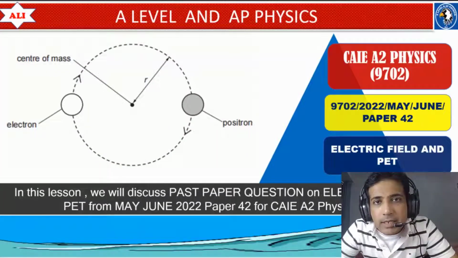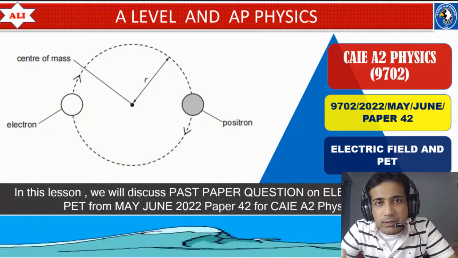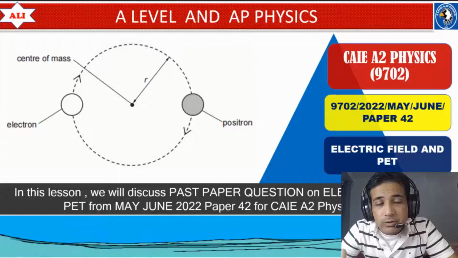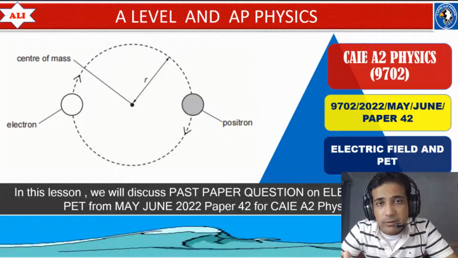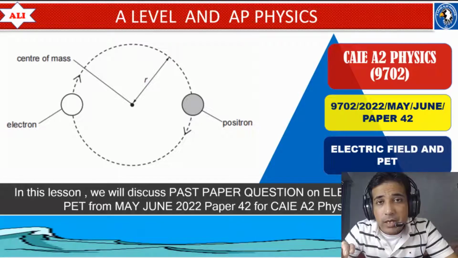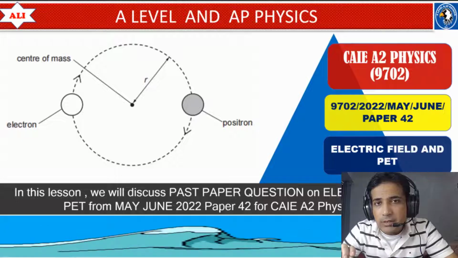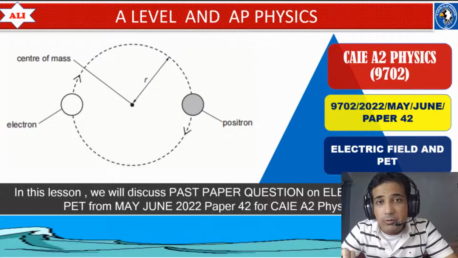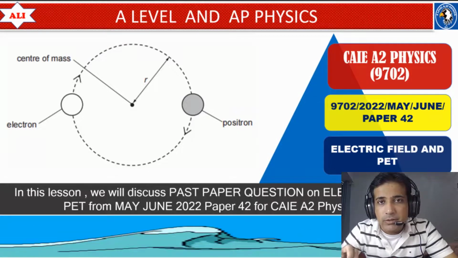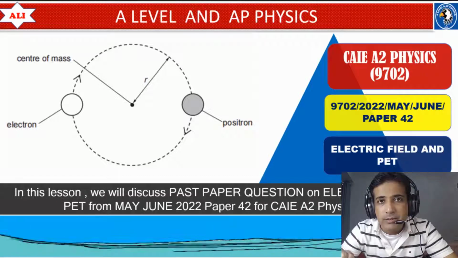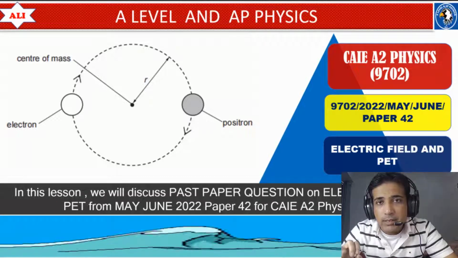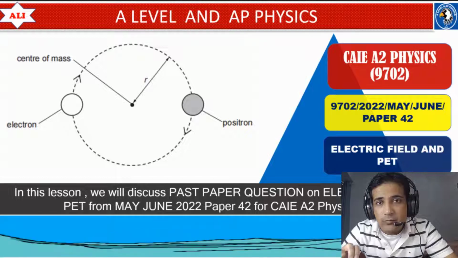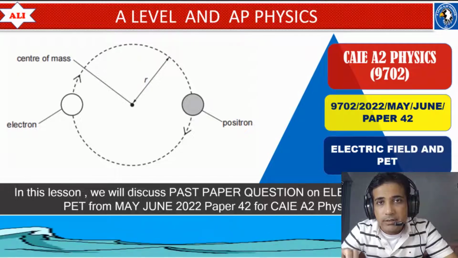Welcome to A-Level and AP Physics. In today's lesson, we will discuss one important past paper question on electric field and PET. In this question, we will talk about electric field, we will discuss Coulomb's law, and we will also talk about circular motion. At the end of this lesson, we will also talk a little bit about PET. So this is a great question on all these topics. Watch the video carefully and try to improve your understanding of these topics. Let's study together, let's improve together.